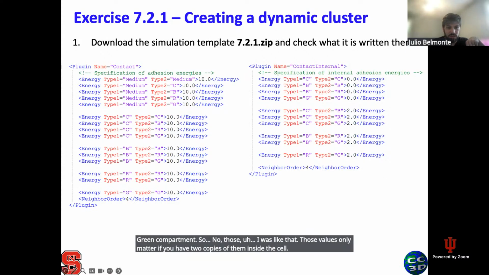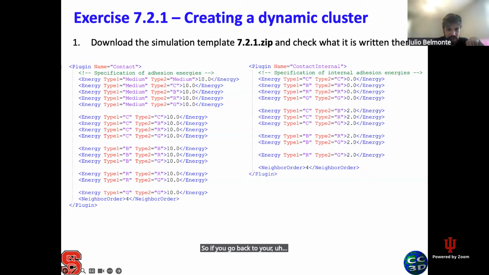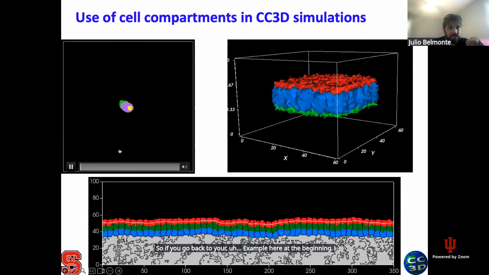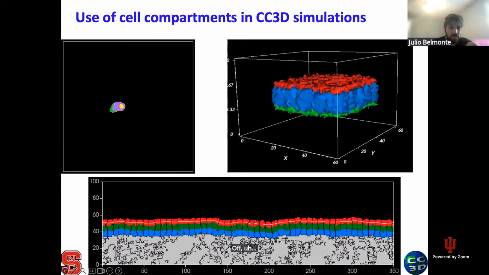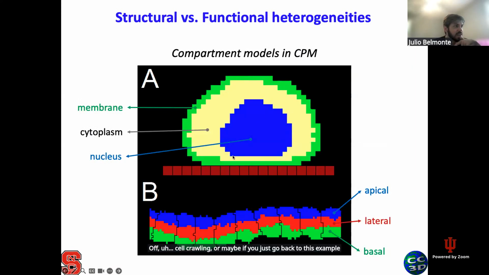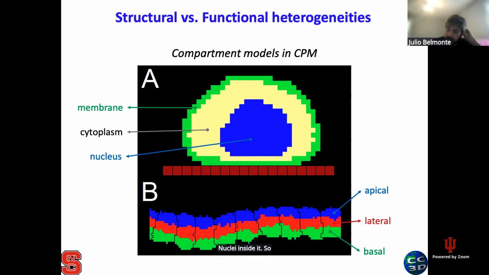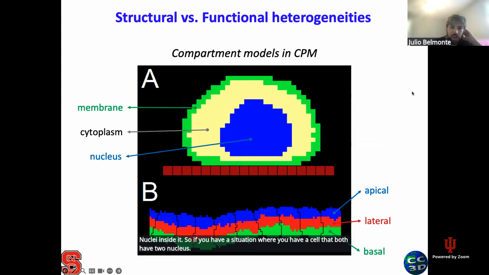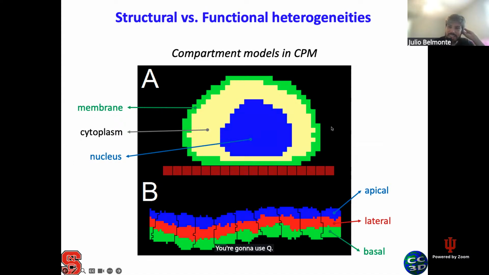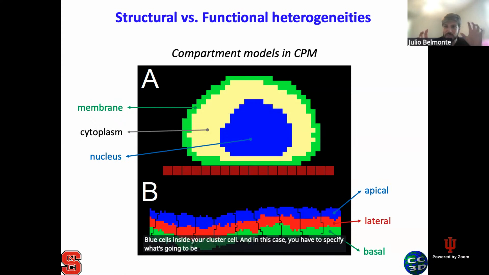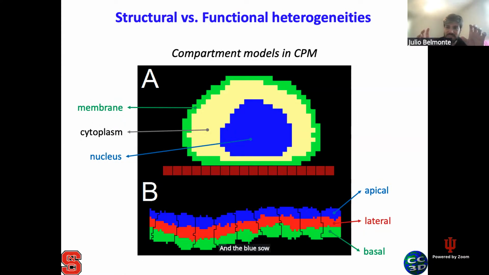So if you go back to your example here at the beginning of cell crawling, or maybe if you just go back to this example here, you see that you have one nucleus, right? But many cells in biology actually have multiple nuclei inside. So if you have a situation where a cell must have two nuclei, you're going to use two blue cells inside your cluster cell. And in this case, you have to specify what the interaction is going to be between the blue and the blue cell, or the blue and the blue compartment.